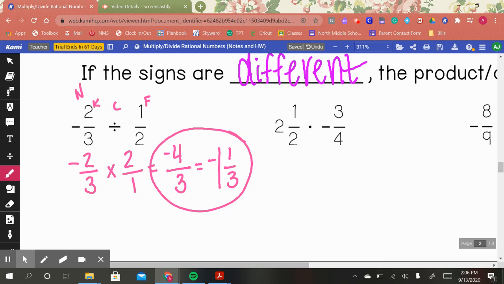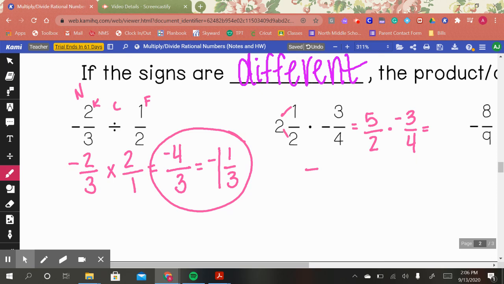All right, next one, 2.5 times negative 3/4. I need to change this into an improper fraction. 2 times 2 is 4, plus 1 is 5/2 times negative 3/4. And again, I have opposite signs, so my answer is negative. I'm going to keep those negatives in there.